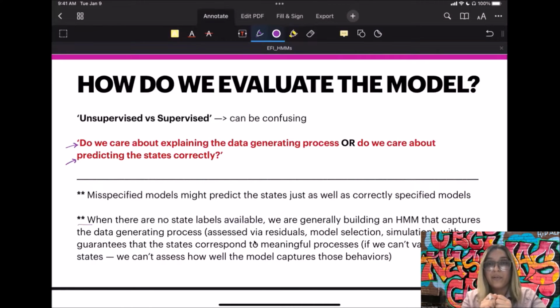When we interpret our states as ecological processes, are we validating it with ground truth, or is it an interpretation that we're providing?